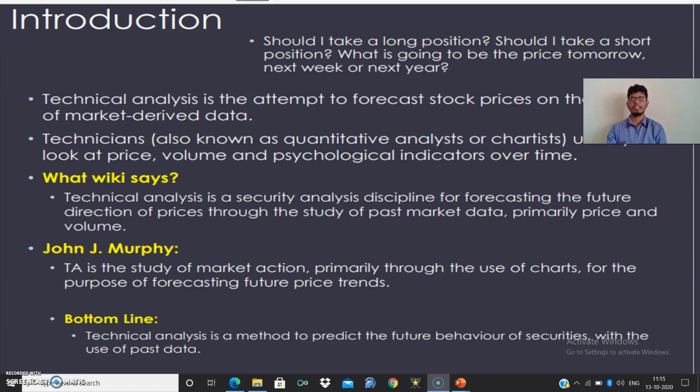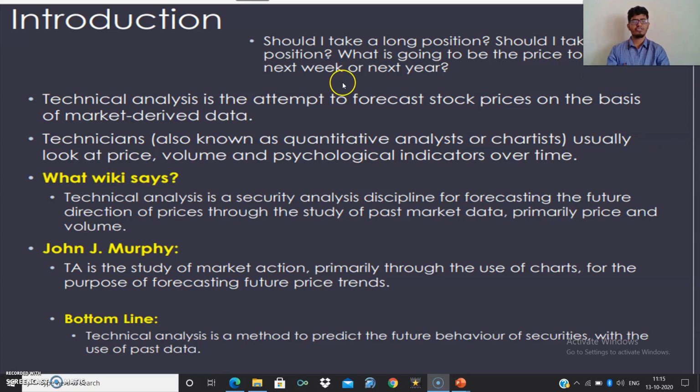So what will technical analysis tell you? Technical analysis will give you the confidence to take decisions on buying positions and selling positions. So what position are you going to take? Long position is buying position, short position is selling position. Okay. So what would be the price tomorrow? That should not be the exact price, but it may be somewhere around it for sure.